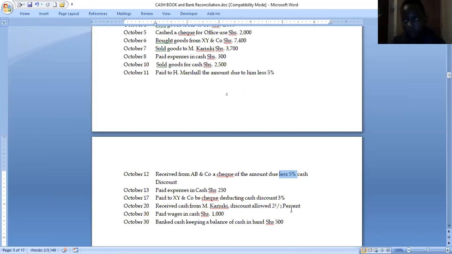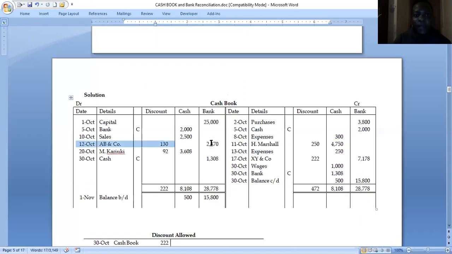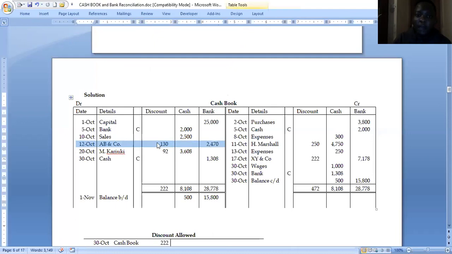So this is a loss to the business. It's an expense to the business. As such, we're supposed to debit whenever we incur this. So therefore, debit the discount allowed, and then debit the bank account that you are receiving, because you are receiving money, though it's less by 5%. So as such, on October 12th, in our cash book, we debit AB and company. The discount is 130, and the amount you receive, we debit in our bank account. The amount is 2470.